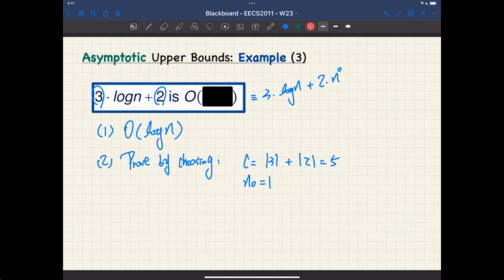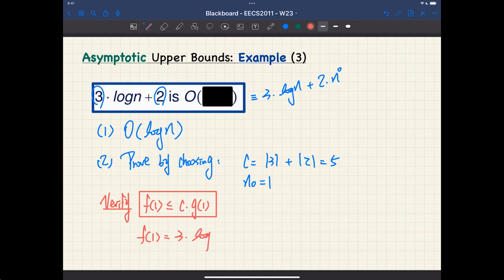All right? For those of you who can calculate in your mind, you might find that this one may not be verified, right? Let's see why. Again, what do we want to verify? Let's remind ourselves. F of 1 should be less than or equal to C times G of 1. That's something we want to do. Now, F of 1 will be 3 times log 1 plus 2. I just plug in n as 1.